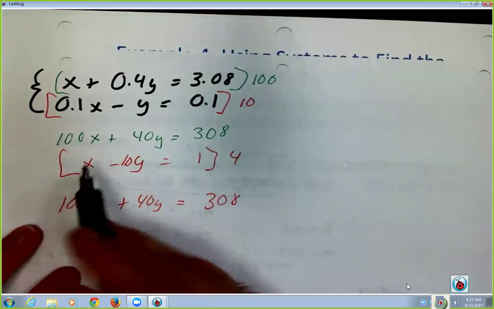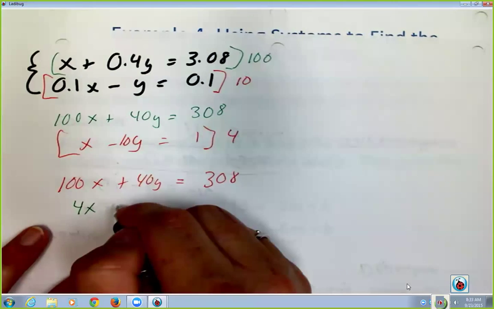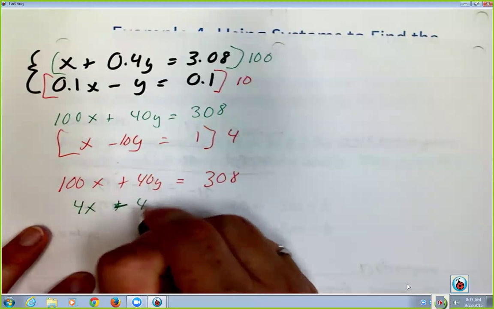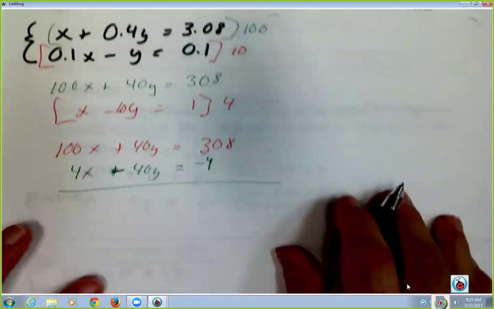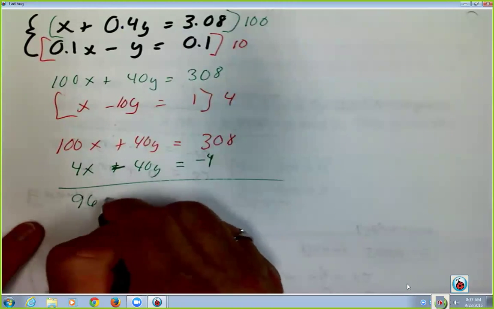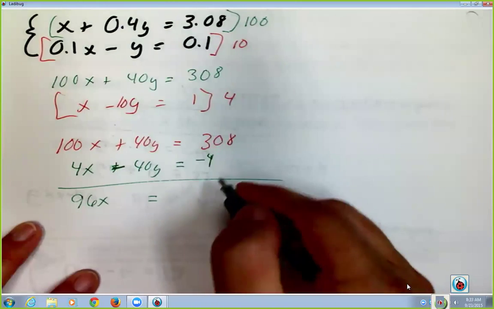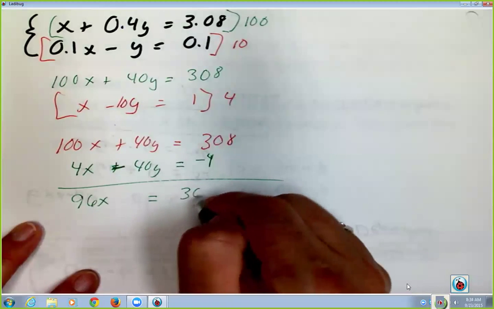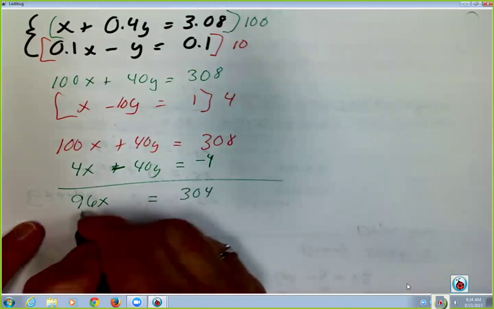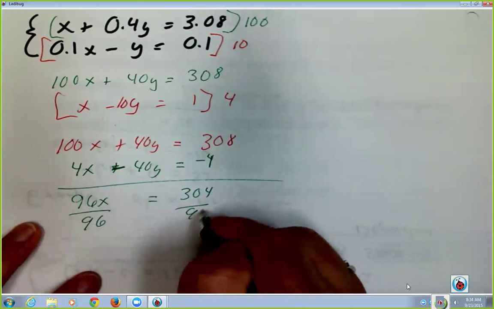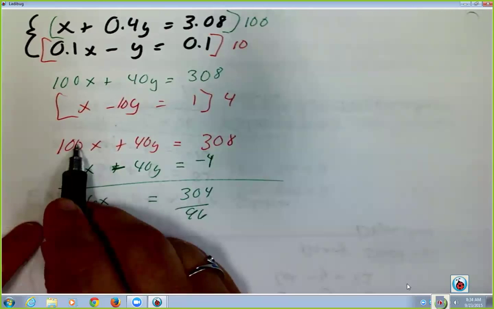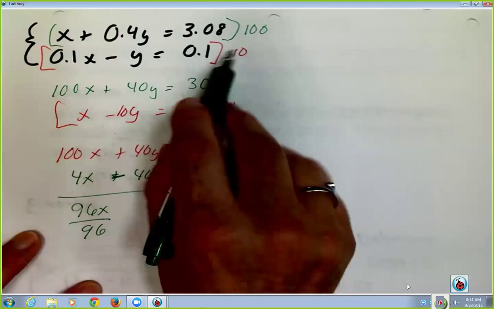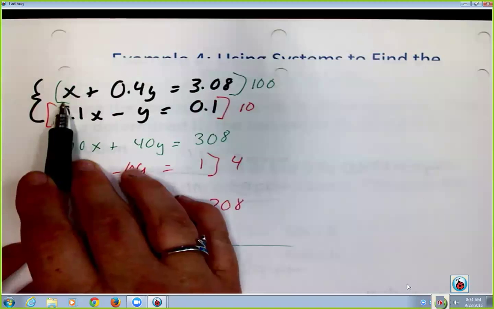And multiply the 4 through would give me 4x minus 40 minus 4. And so I would end up with 96x is equal to 304. Divide by 96. 4 from 100. Because when I multiplied the top one by 100, I got 100x. You see?